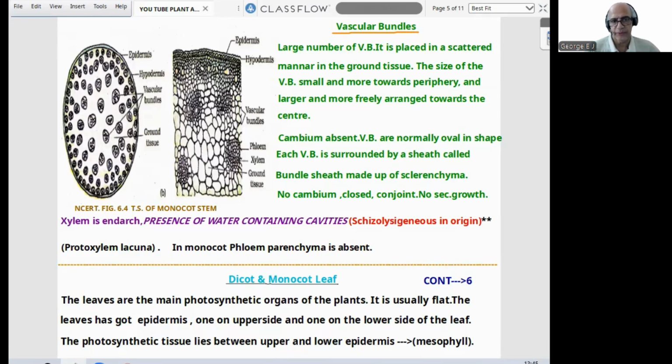Better compare and proceed. Now comes dicot and monocot leaf. Generally, leaves are the main photosynthetic organ in plants. It is usually flat. Leaves have epidermis, one on the upper side and one on the lower side of the leaf. Photosynthetic tissue lying between upper and lower epidermis is called mesophyll, the main photosynthetic area. Theory question, entrance question.